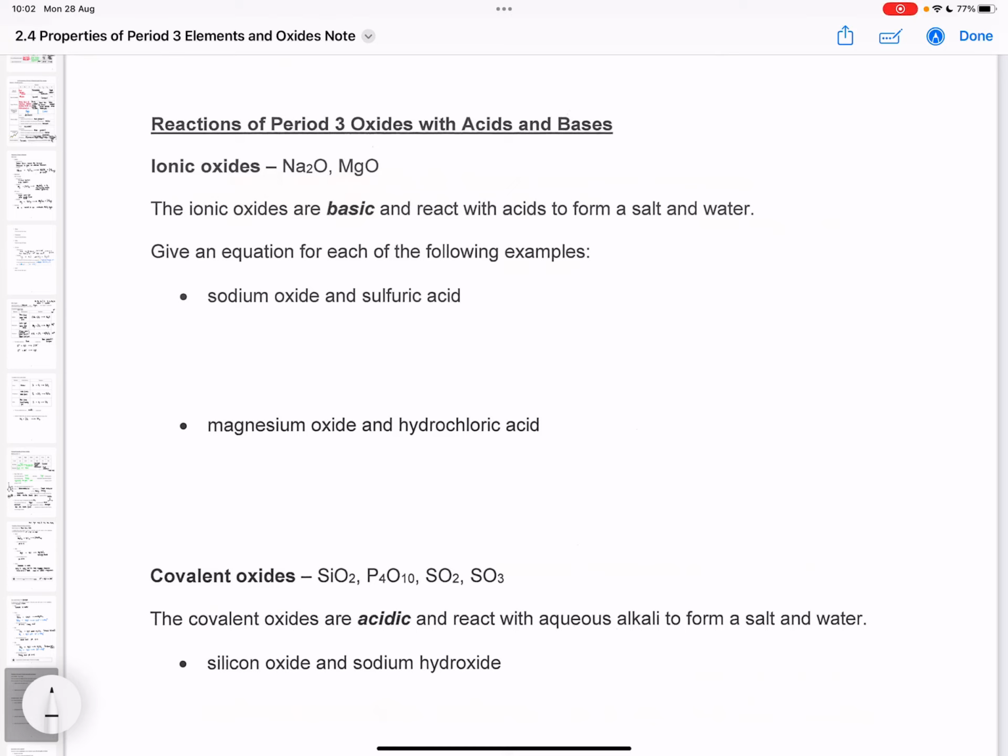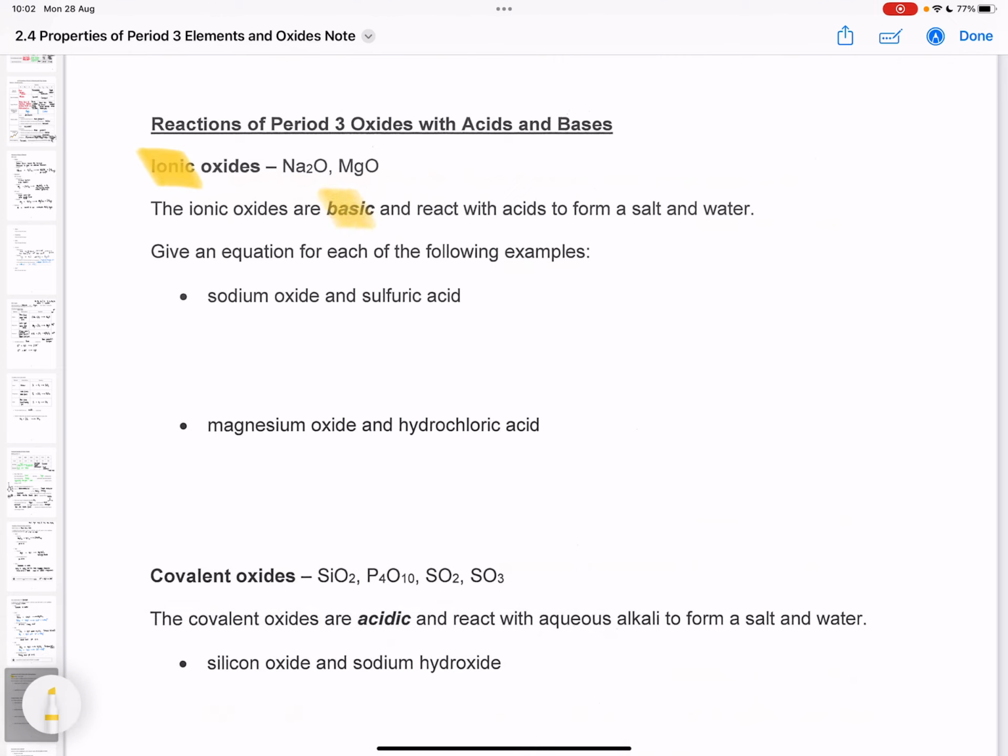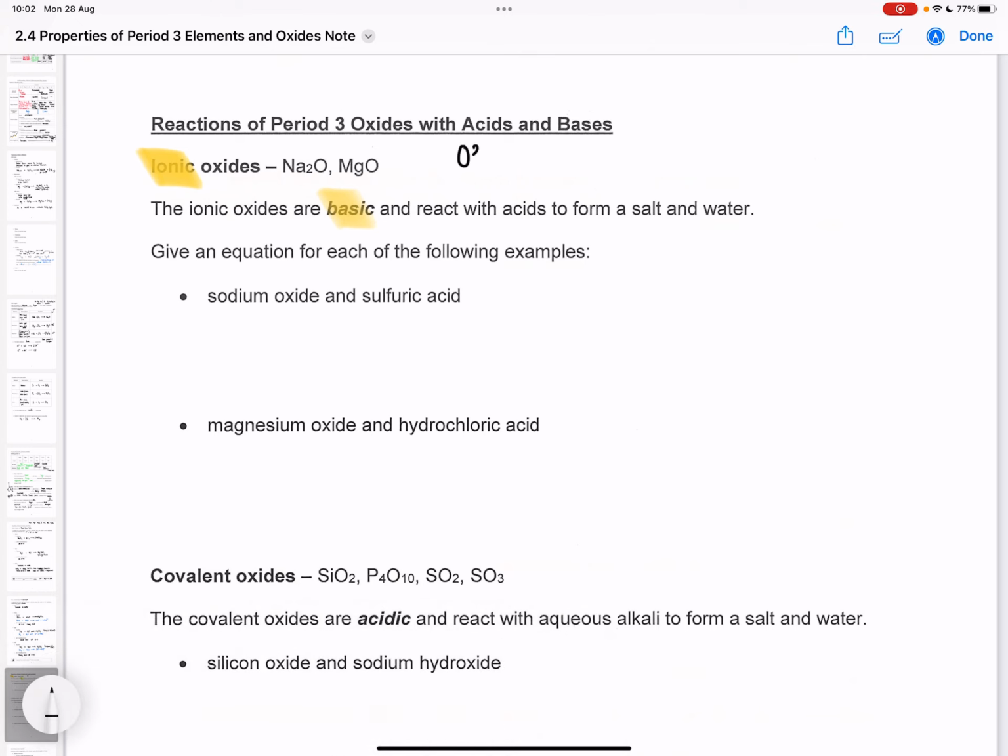So in the last video we looked at how the metallic oxides were ionic and were bases. So remembering we had ionic and they were basic. Remembering that what we said was that the oxide ion in those was able to react with the water to create hydroxide ions. They were basic. That was what we were talking about in the last video.